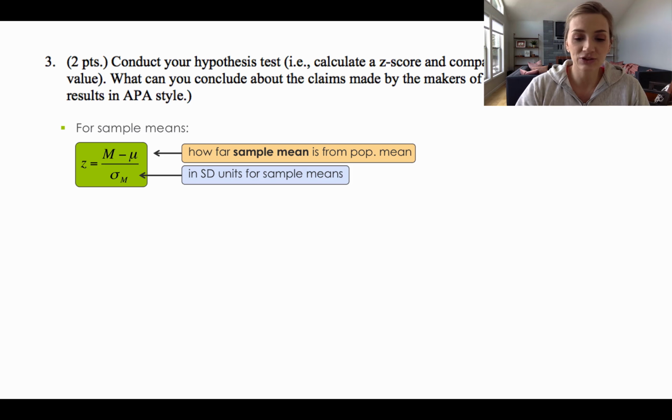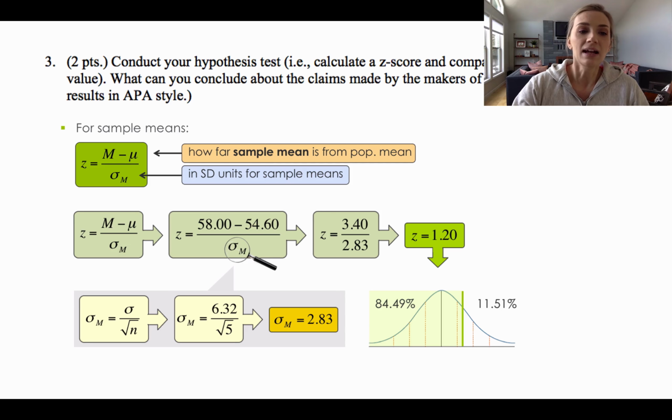So here you've got the z-score for sample means, where you take the sample mean, subtract that from the population mean, and then divide that by the standard error, which is the standard deviation of a distribution of sample means. And then in that lecture, I walked you through an example.